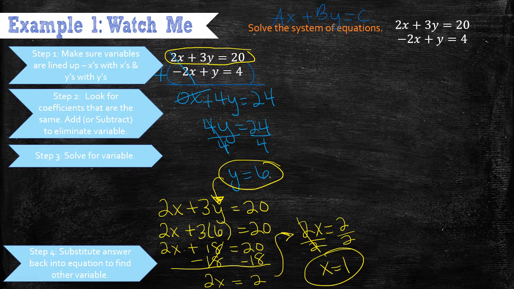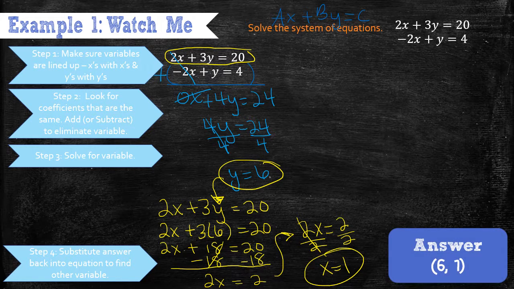So now I have my point. So the coordinate, oh, and I did that backwards. This answer should actually be 1, 6. My coordinate here, 1, 6, is where my two equations are going to cross on the graph. That would be their point of intersection. That is the solution to this system of equations.